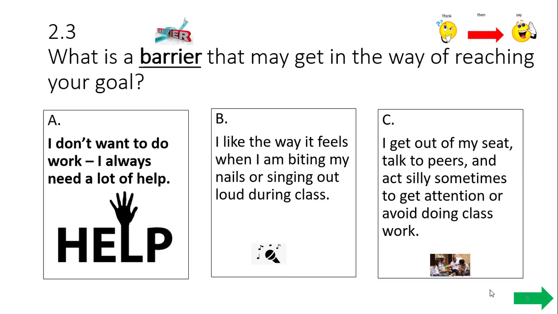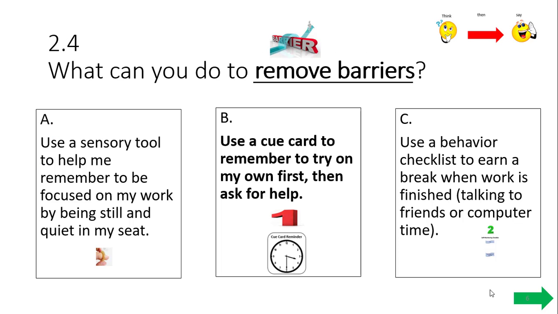2.3. What is a barrier that may get in the way of reaching your goal? Isaiah, point to A. We talked about this in your lesson about I don't want to do work. I always need a lot of help, and the symbol helps us to remember about needing a lot of help. This is the barrier that you're working on.